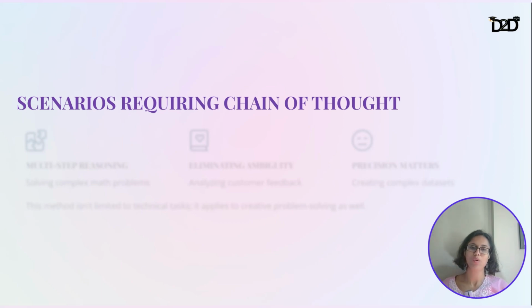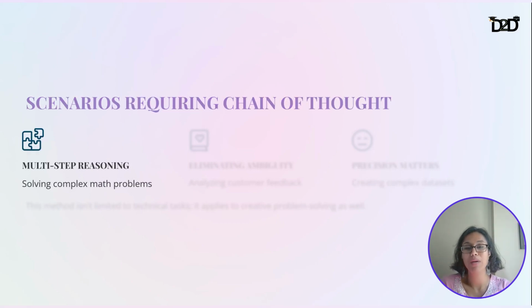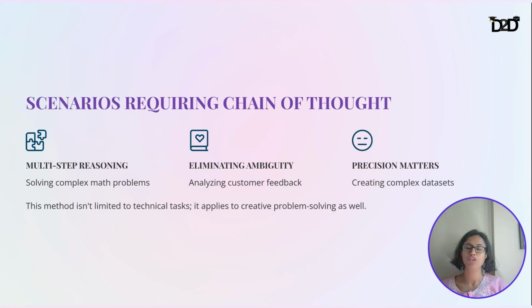Chain of thought prompting works best in situations where tasks require multi step reasoning, such as solving math problems. Ambiguity needs elimination, like analyzing customer feedback, or where precision matters, for example, creating complex data sets.